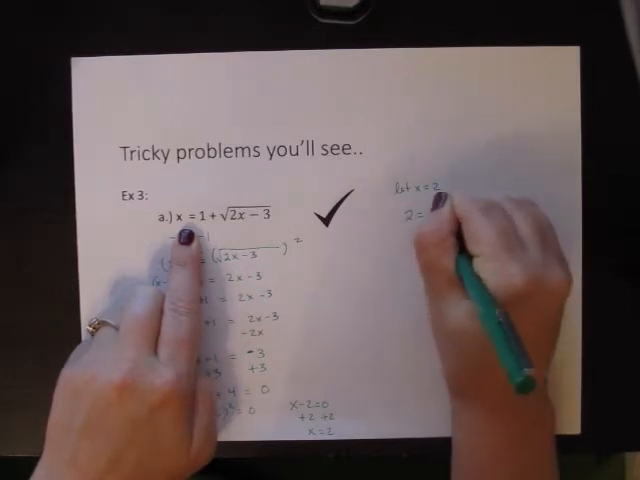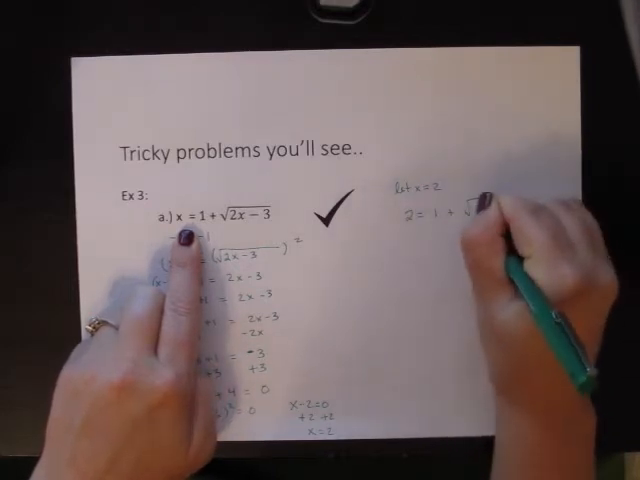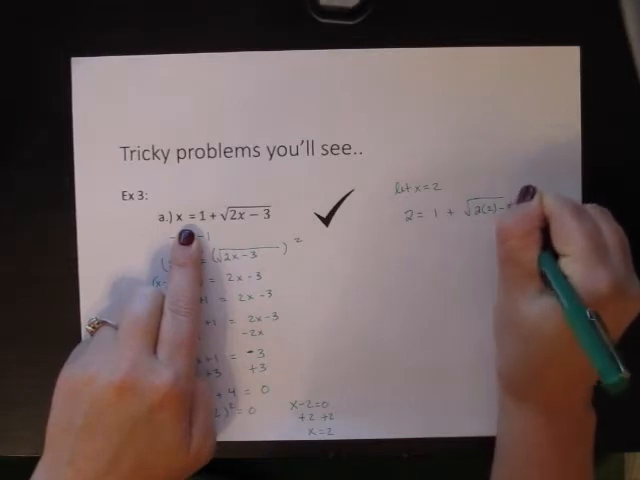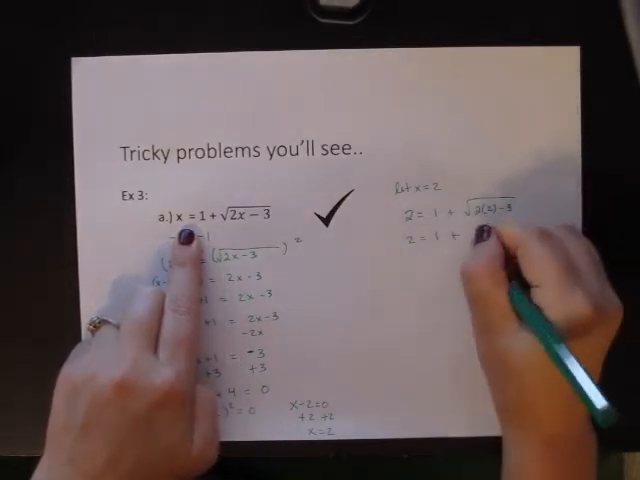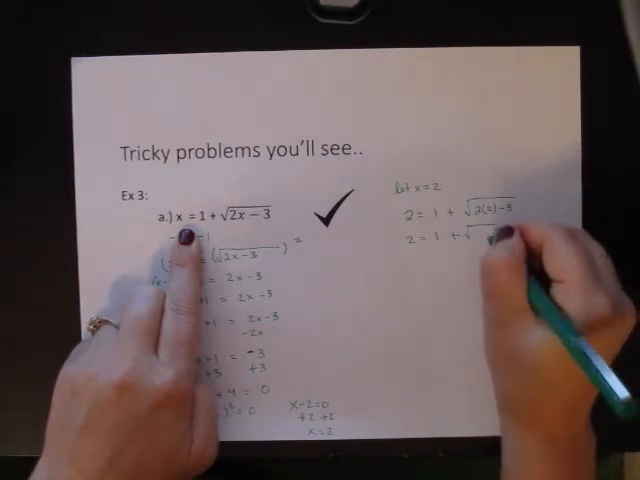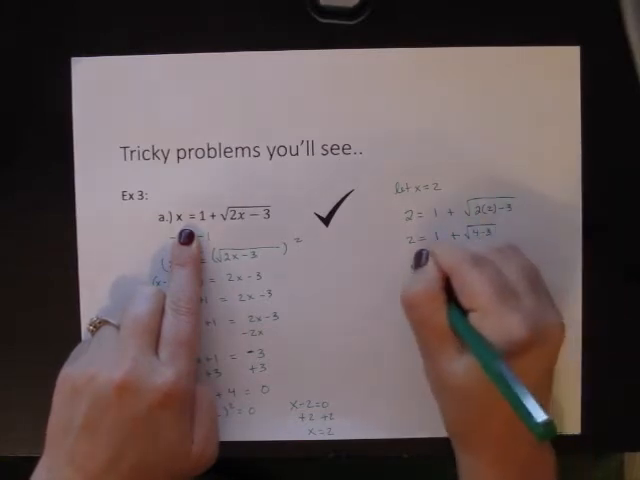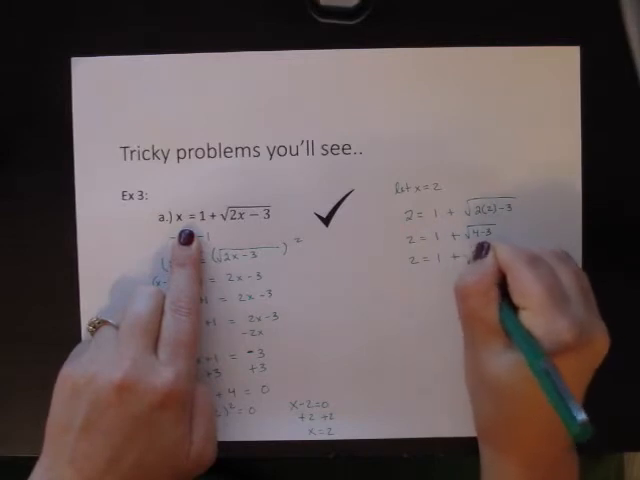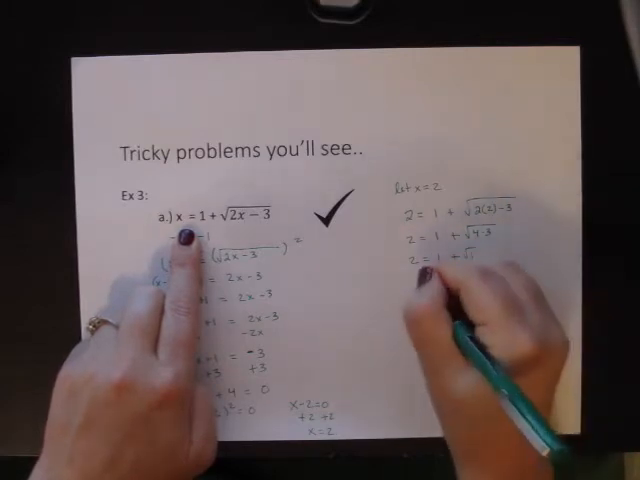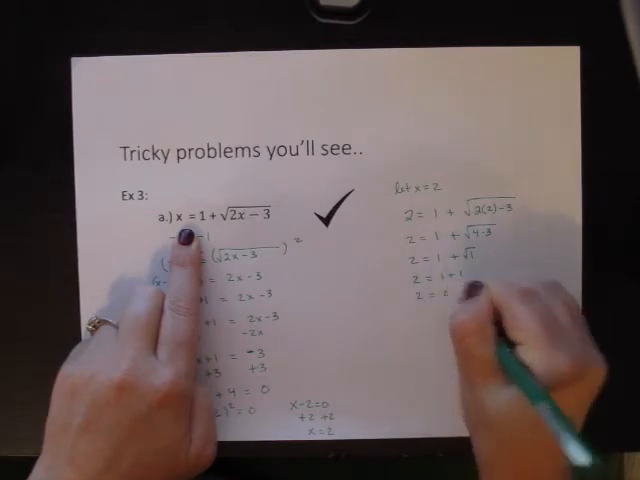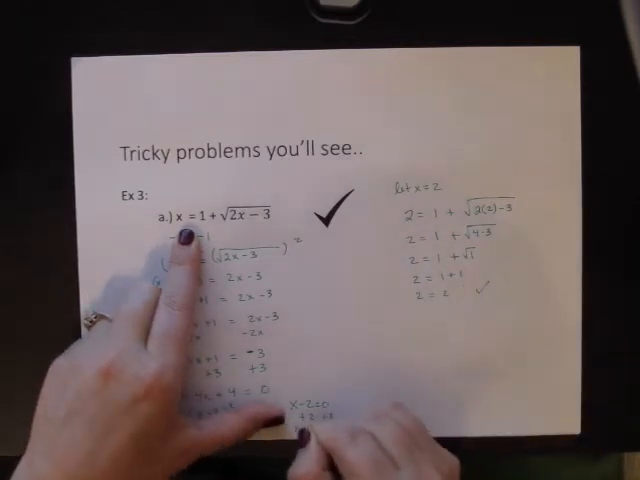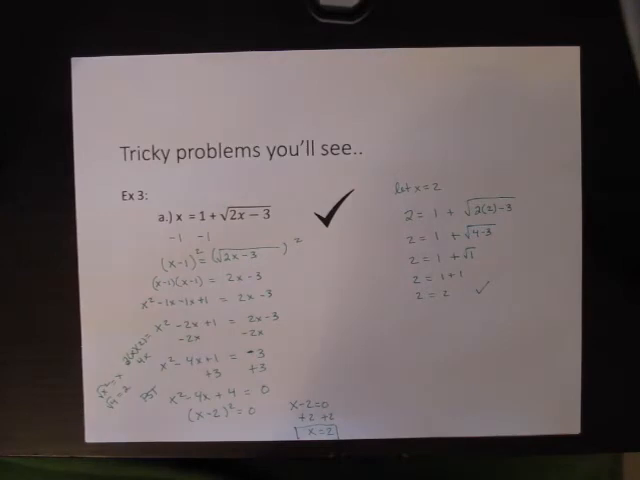So 2 equals 1 plus the square root of 2 times 2 minus 3. 2 equals 1 plus the square root of 2 times 2, which is 4, minus 3. 4 minus 3 is 1. So 2 equals 1 plus 1. 2 equals 2. That absolutely checks out. I come over and I box my answer.